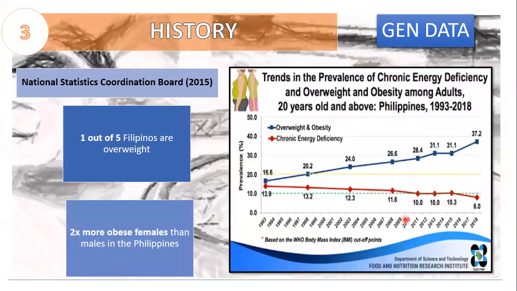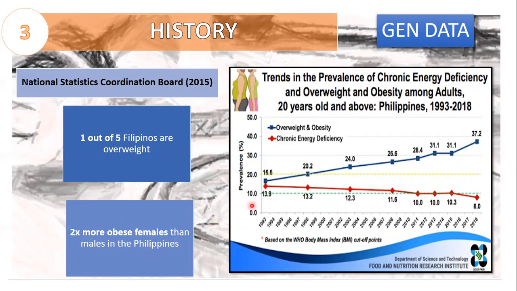Let's now proceed to the next topic, which is history taking. Under the general data, statistics show that in the Philippines, 1 out of 5 Filipinos are overweight, and there are two more obese females than males in the Philippines.